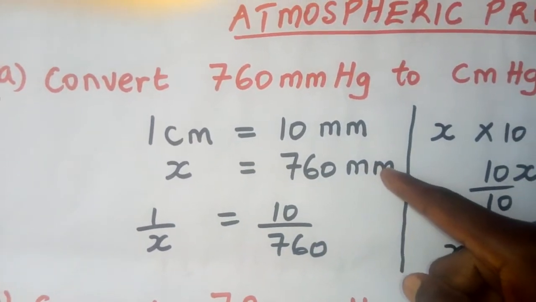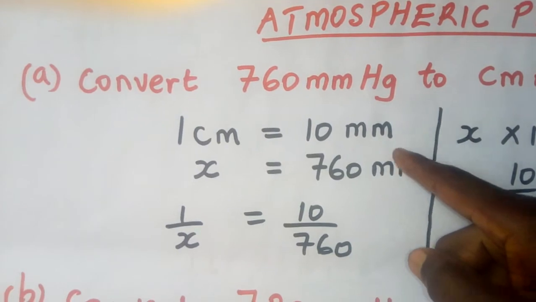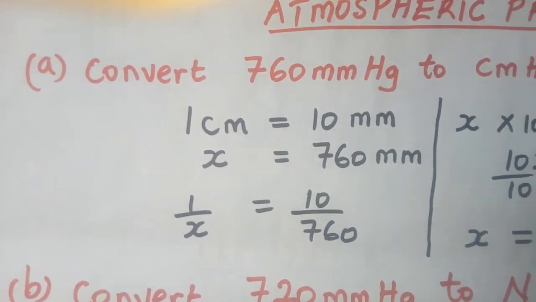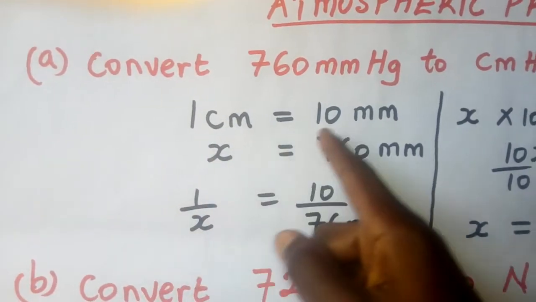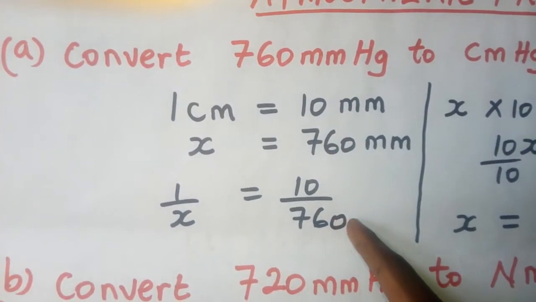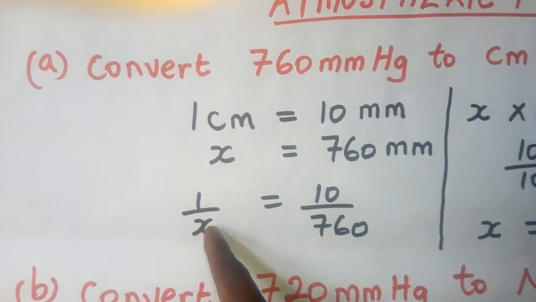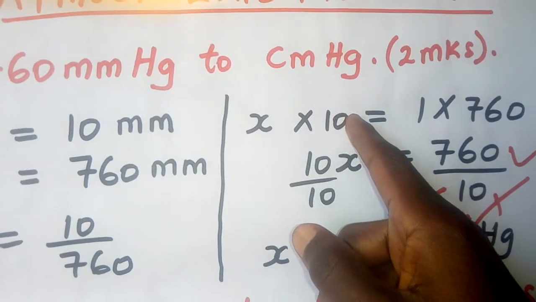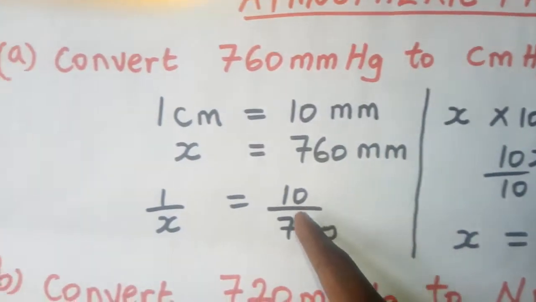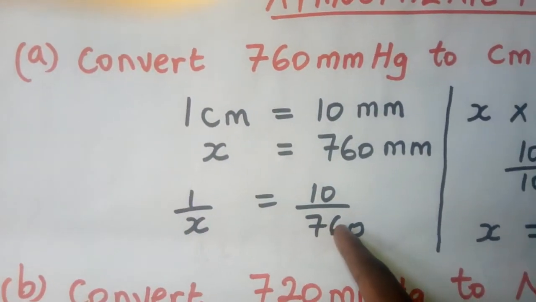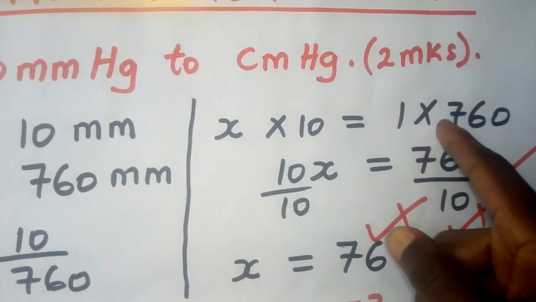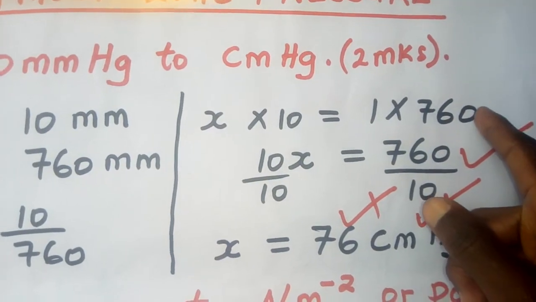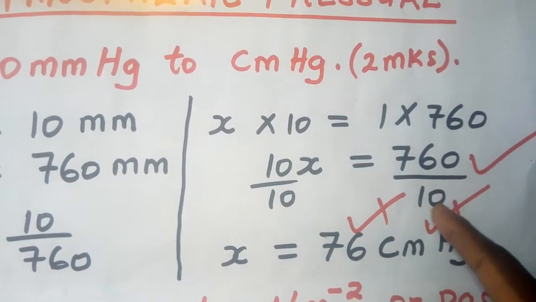At this point, I don't want you to think about the units. Leave the units, we shall handle them later. So after forming the fraction, 1 over x is equal to 10 out of 760. You cross multiply: x times 10, and you get 10x. Then here you have 1 times 760. So 1 times 760 is equal to 10x. Maintain the equal sign as you do your calculation.